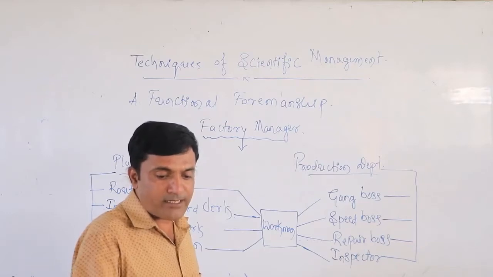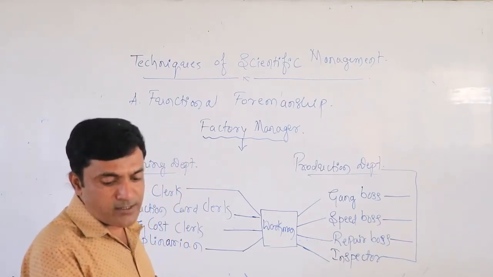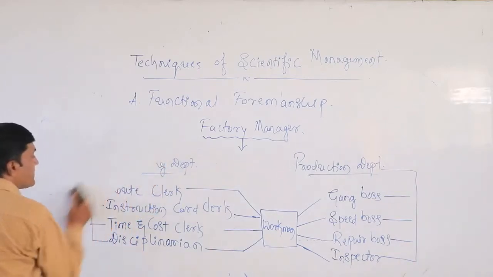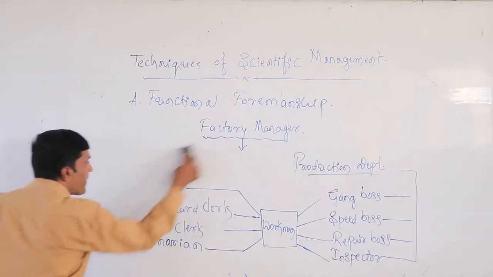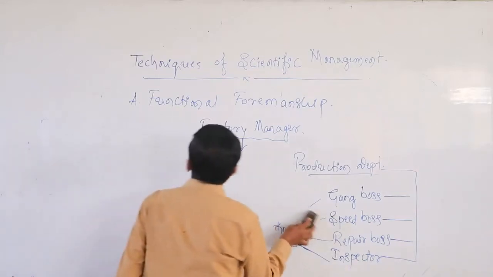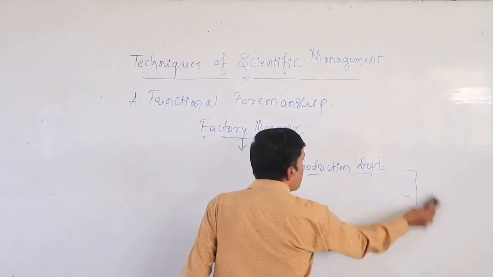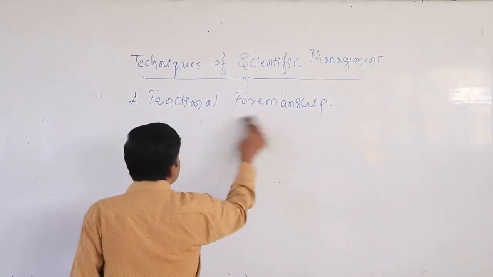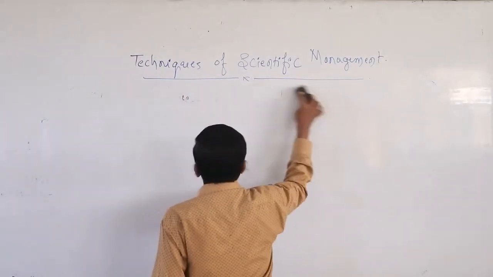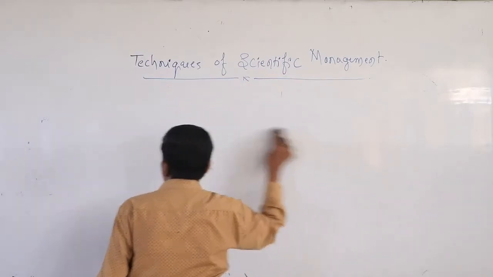So next one, that is standardization and simplification of work. Standardization and simplification of work. So that is the second technique of scientific management. A very important point to be considered while studying techniques of scientific management.